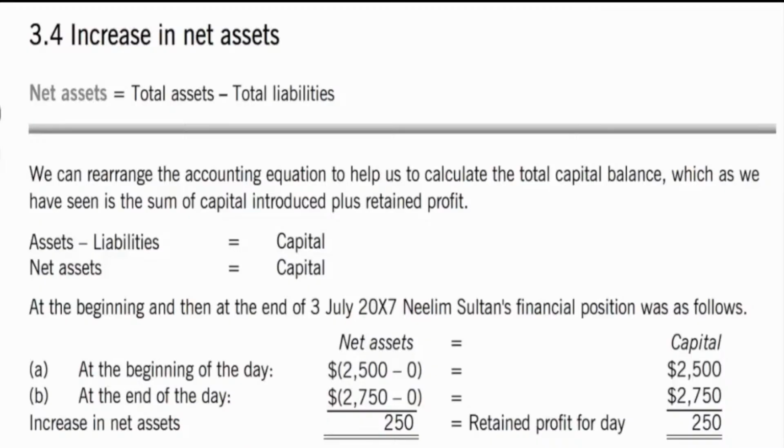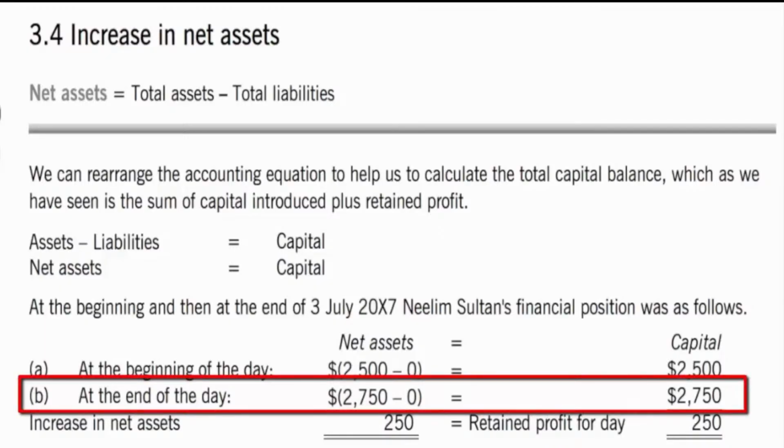Step 4. Summing up Neelam's net assets at the end of the day. All right, so at the end of the day on July 3rd, Neelam's total net assets are $2,750. This amount is made up of two pieces.